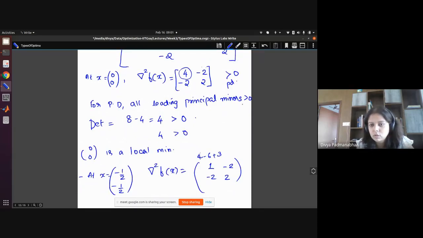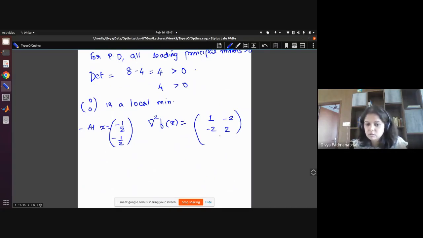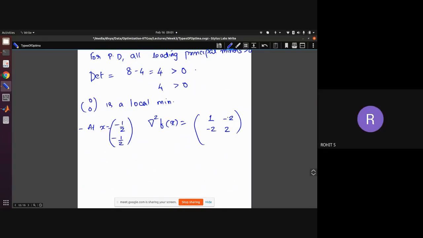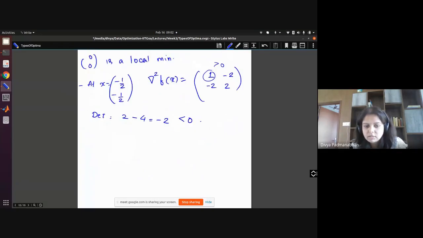So what about this? Is this positive definite? No. So why is it not positive definite? 1 is greater than 0, but the determinant of the whole matrix, that is 2 minus 4, so it's -2. And this is less than 0. But this part is greater than 0, so this is not positive definite. So this is not a local optimum point. I will just show you in some time the contours. It actually turns out to be a saddle point.